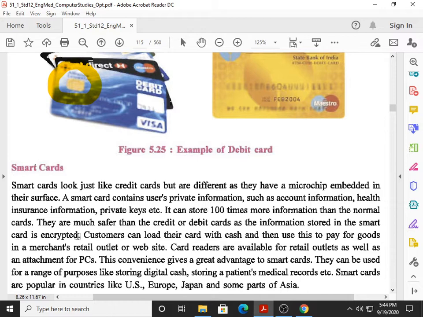Another important thing is, when we talk about encrypted, the purpose is security. It means we want to secure data, and that is why it's stored in encrypted form. So if anybody gets the smart card, they cannot get the information easily.